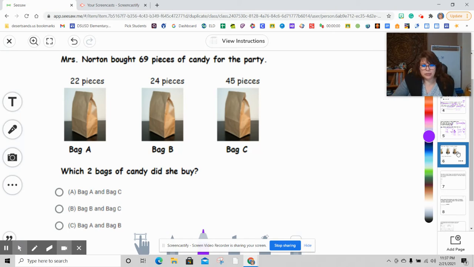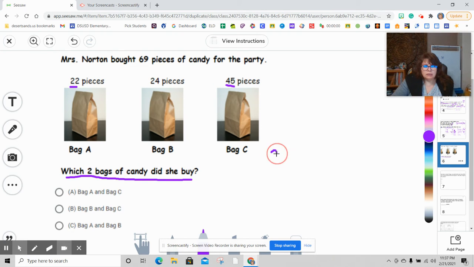Okay, so now we're doing the next question. Mrs. Norton bought 69 pieces of candy for the party. Okay, so in bag A, we have 22. In bag B, we have 24. In bag C, we have 45. Now it says, which 2 bags of candy can she buy? So I have to pick the answer that, if I pick the bags, those would be the ones that I need.